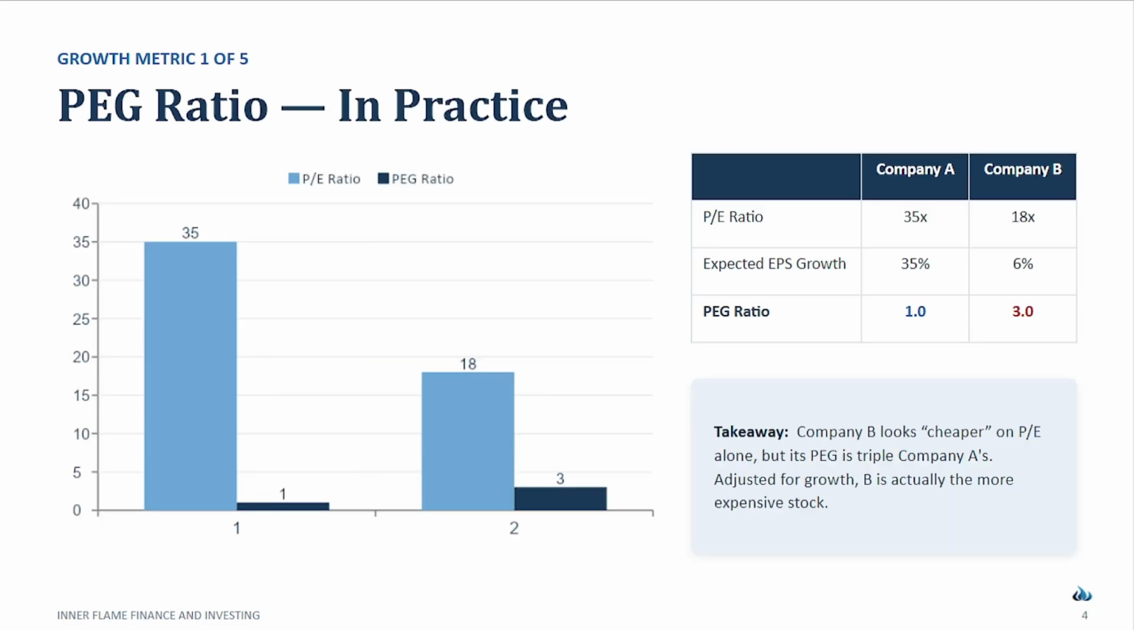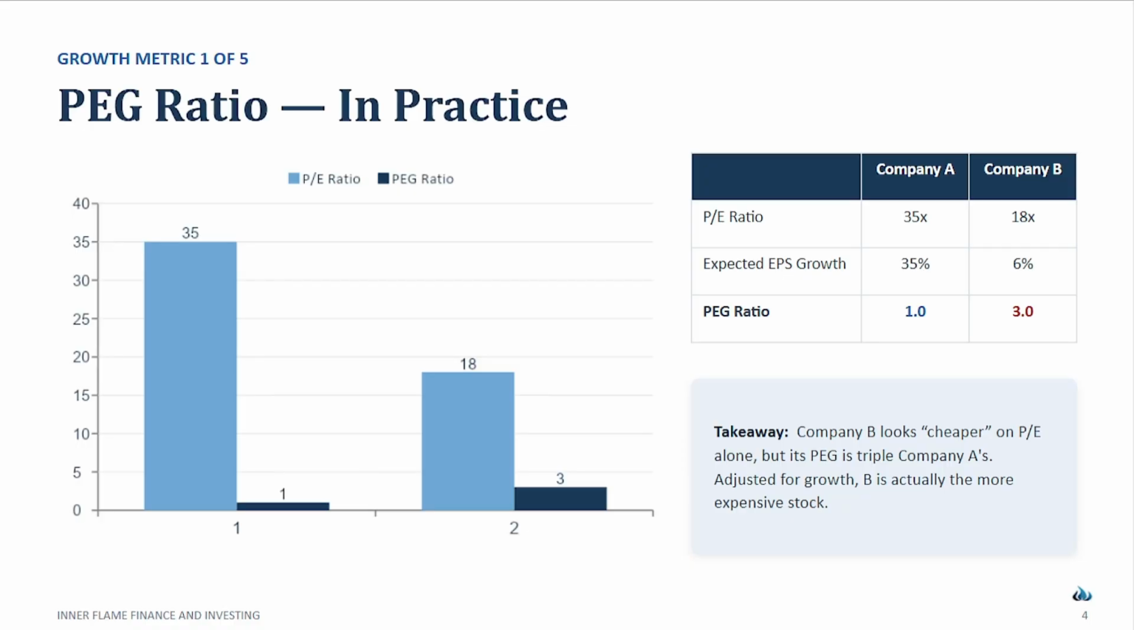So let's look at an example in practice. If we were to only look at these two companies, Company A and Company B, on a PE basis, it looks like Company B is the better buy. Remember, we like low PE ratios. So Company A trading at 35 times earnings, Company B trading at 18 times. So on that surface level, we would purchase Company B.